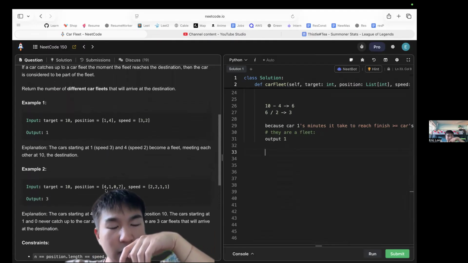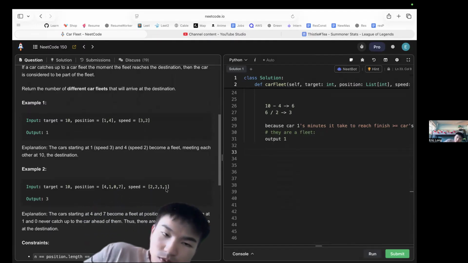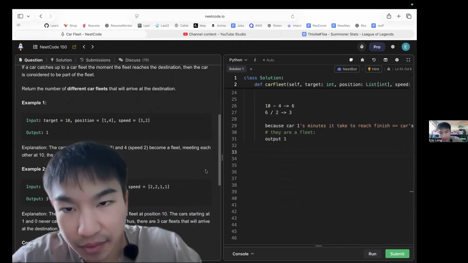So there's a car at position four, one, zero, and seven. Position four. So the car at position four has speed two. Okay. So we've got to get its speed for each one. What do we do after we have all of these numbers?